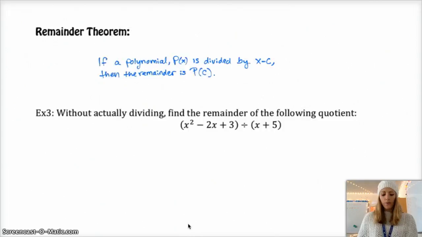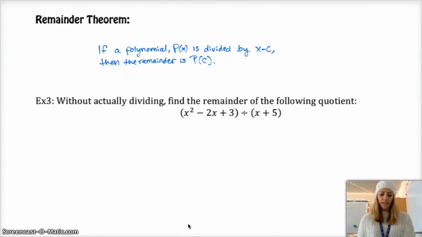Okay, so you've got this example here, example 3. This is without actually dividing. Find the remainder of the following quotient. So I could divide, right? I could use synthetic division in this case because I just have x minus c as my divisor. But in this case it says don't actually divide it out.